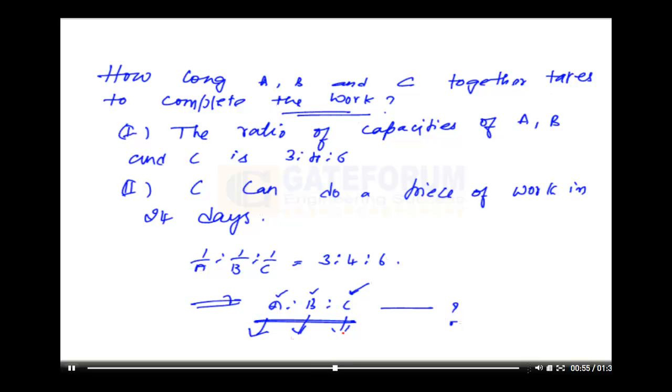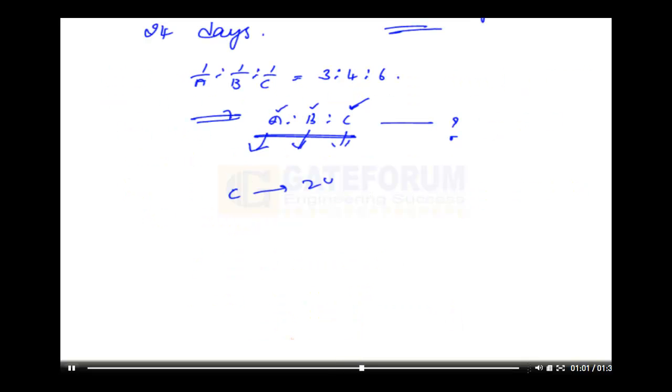Let us look into statement 2. C can complete the piece of work in 24 days. We have information about C, but there is no information about A and B. So we cannot answer this question by statement 2.